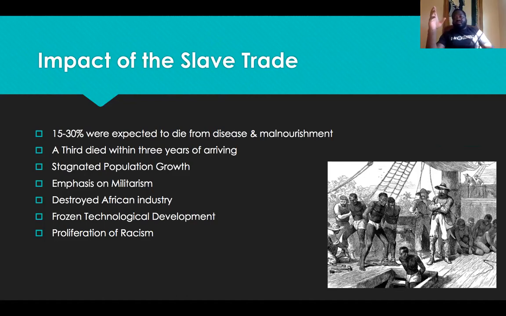Then also, this is very important. People don't talk about this enough. It also proliferated racism. What do I mean by that? Well, racism is not new. It's not 500 years old. It is as old as time. But when I say proliferated racism, I mean the very racism that we are still fighting today. It is this.